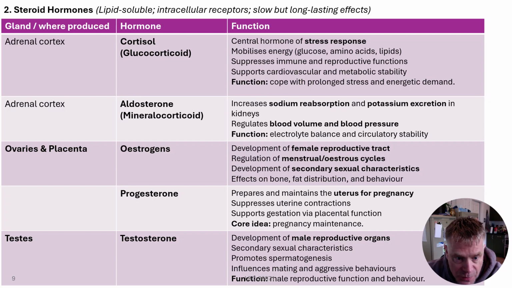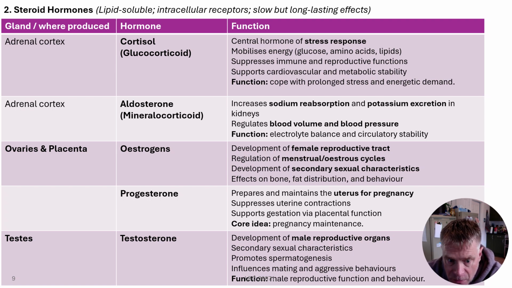And now we're going to another gland. We've got the adrenal cortex, and that produces cortisol, and this is a central hormone of the stress response. It mobilizes energy. So if you need to run away or fight or something, it's getting energy ready for that. It suppresses immune and reproductive functions, and supports cardiovascular and metabolic stability. The function is to cope with prolonged stress and energetic demand.